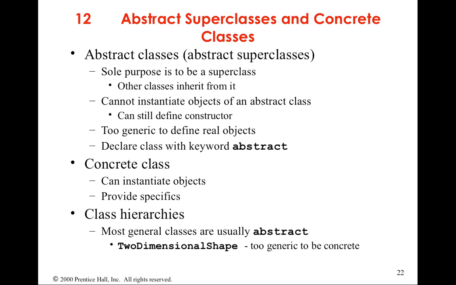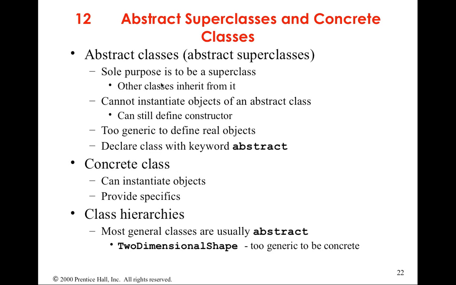Abstract classes and concrete classes. See, I don't use the word concrete classes either, but I did mention abstract classes. So concrete classes can instantiate objects and basically provide specifics. It's inherently features that we've already worked with, however, without actually even calling them concrete.